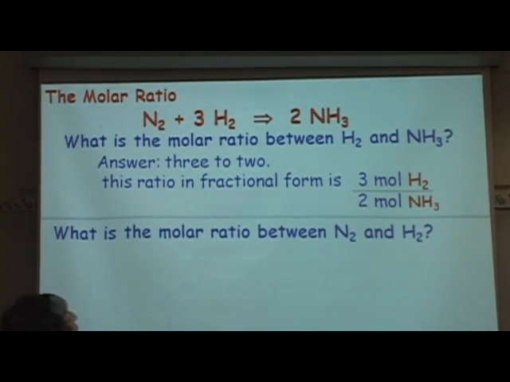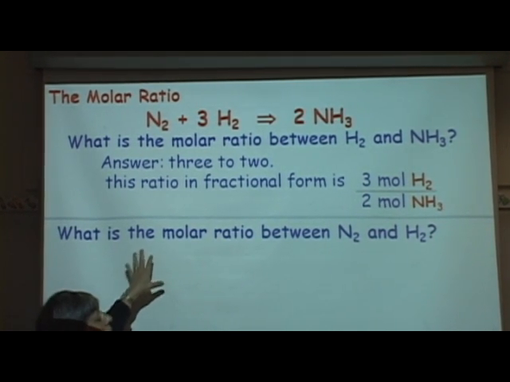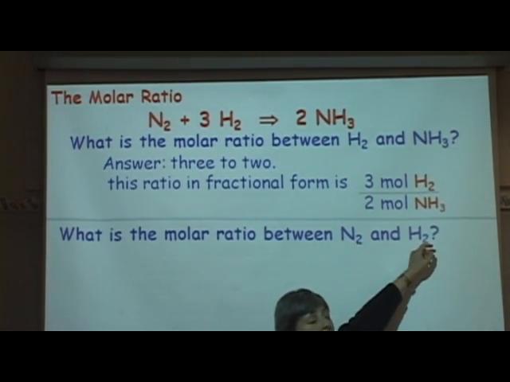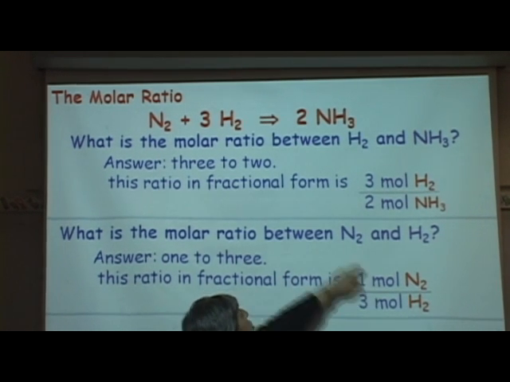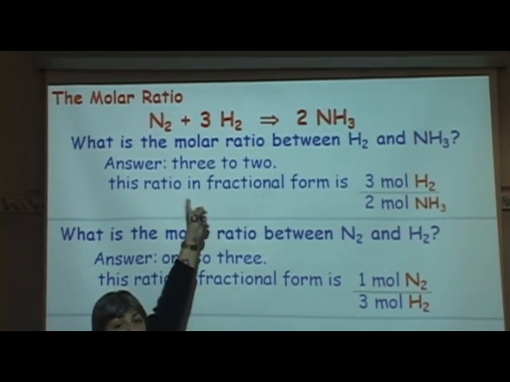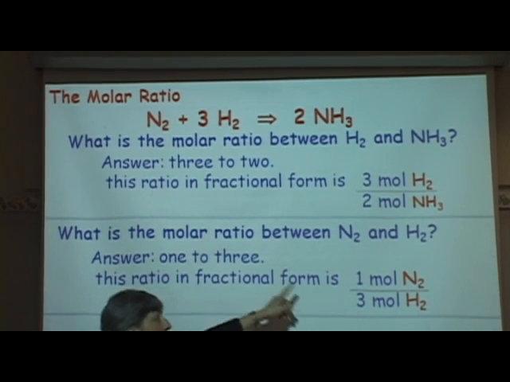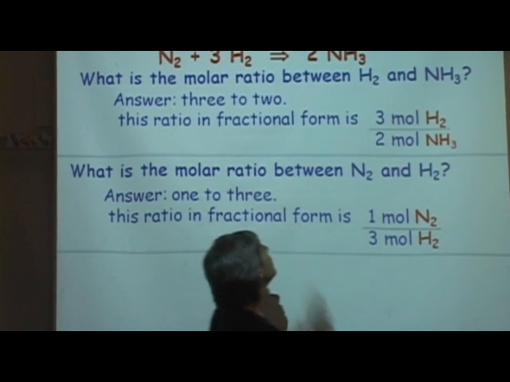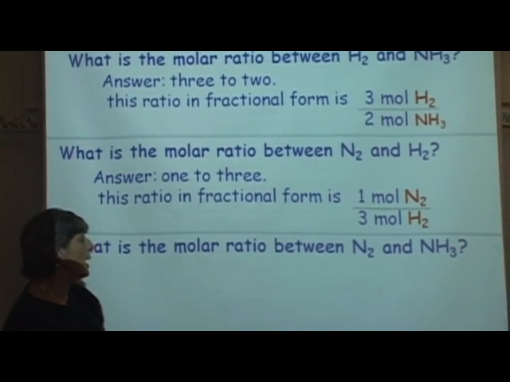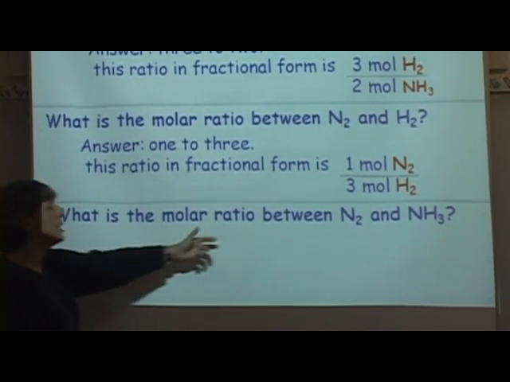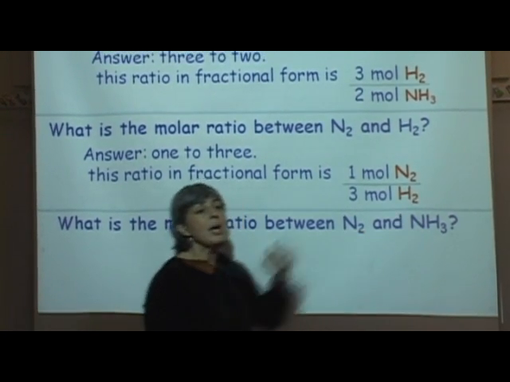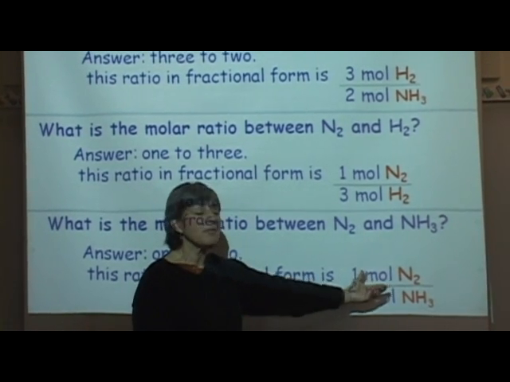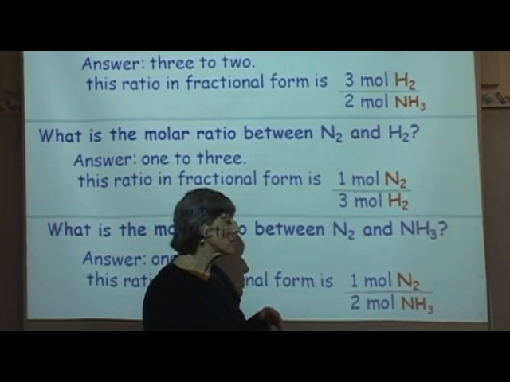So just to look at all of the other molar ratios that we can generate from just this one equation, the one between nitrogen and hydrogen will be 1 mole of nitrogen, because remember we said that nitrogen, even though it doesn't have a number in front of it, is actually 1 mole of nitrogen, and then 3 moles of hydrogen comes from the coefficient of hydrogen. And then what's the molar ratio between N2 finally and ammonia? And by this time you're starting to get the point, it's going to be 1 mole of nitrogen divided by 2 moles of ammonia.